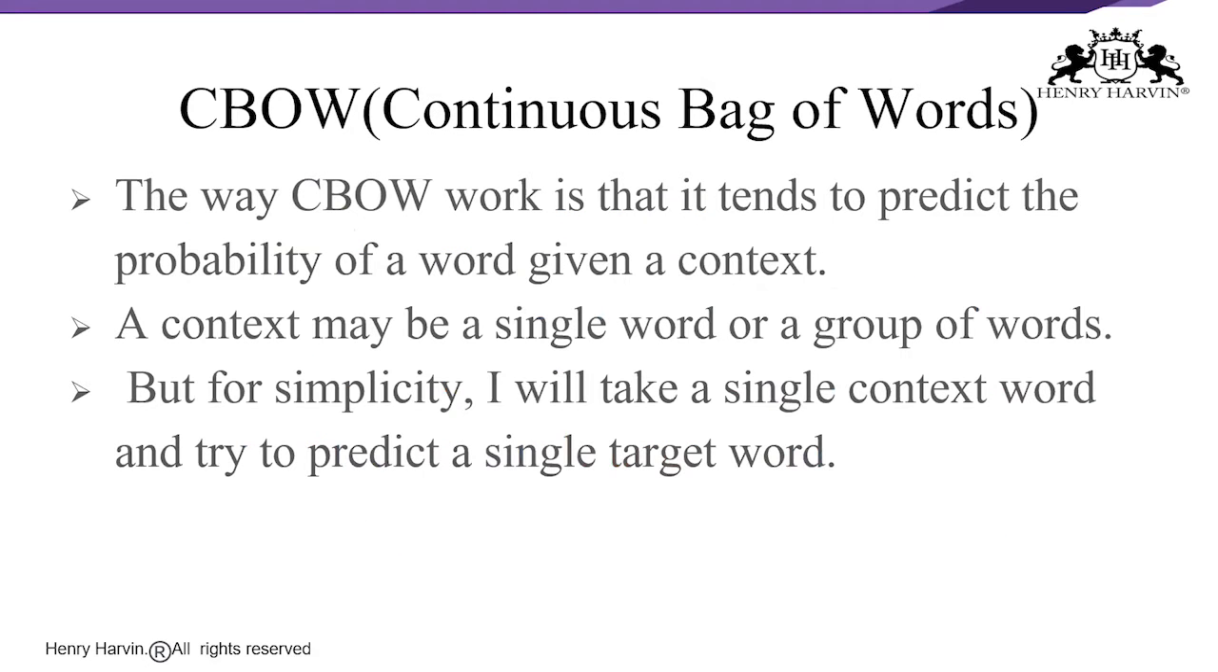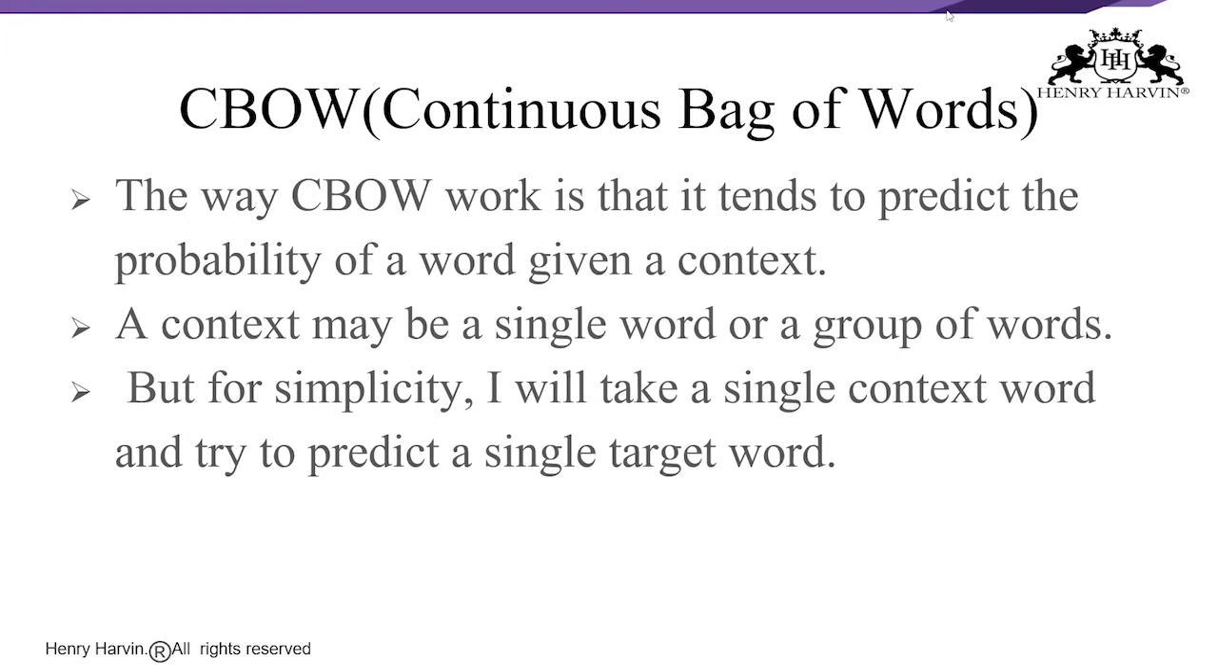Next, let us try to understand CBOW, which means continuous bag of words. The way continuous bag of words works is that it tries to predict the probability of a word given a context. A context may be a single word or a group of words. But for simplicity, I'll take a single context word and try to predict a single target word.